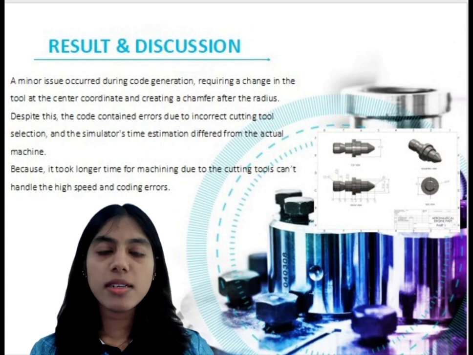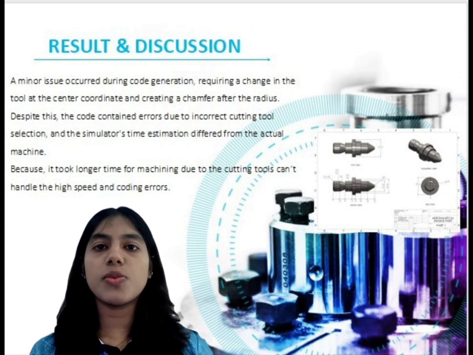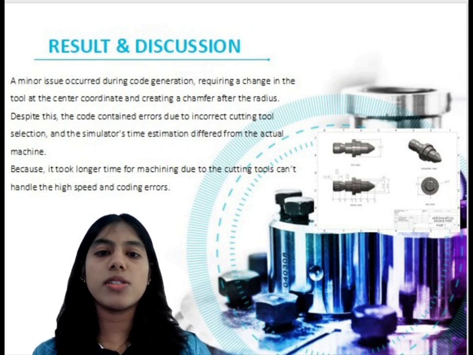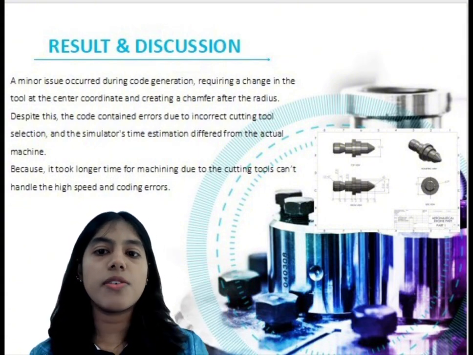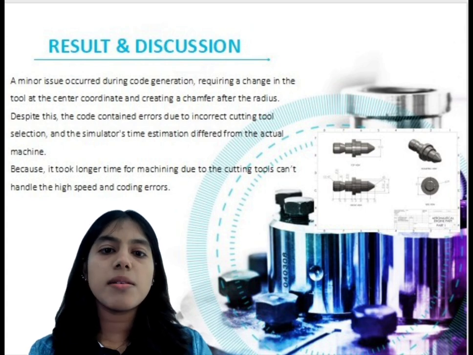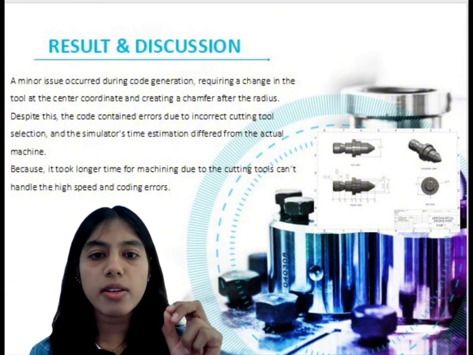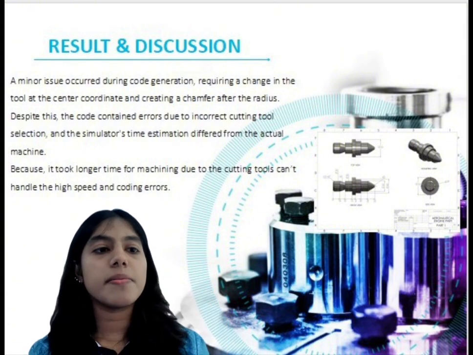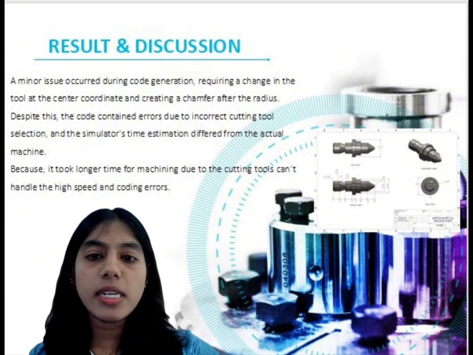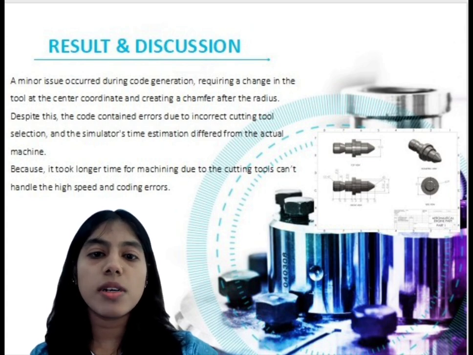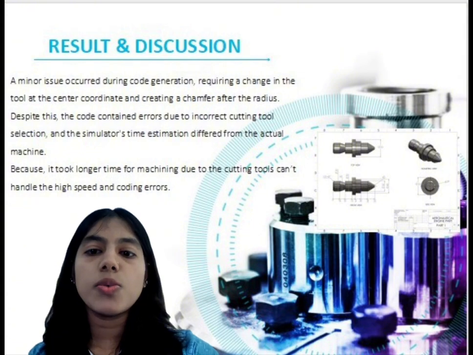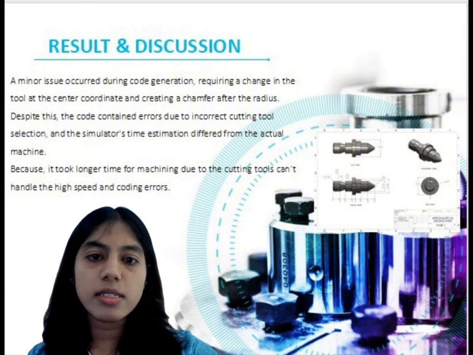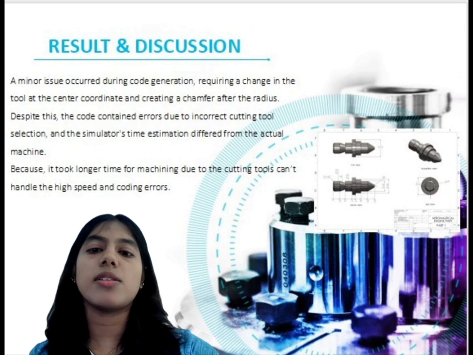As a result, there was a minor issue we experienced throughout the code generation process, which is at the corner and the chamfer curve. There must be a need to change the tool at the center coordinate and create a chamfer after the radius. To solve this, we were guided by our instructor and watched some YouTube videos to change the tool and create the required shape based on the coordinates as well.